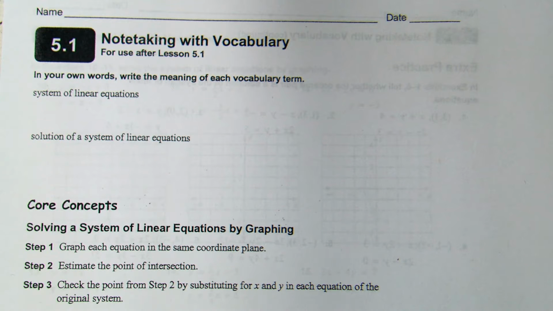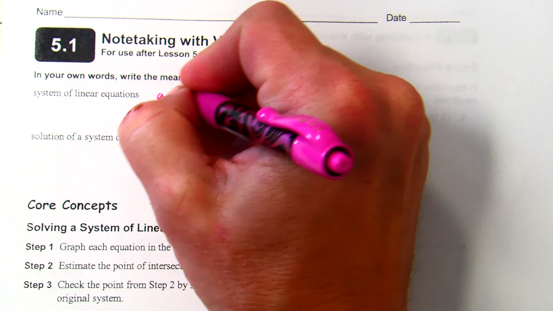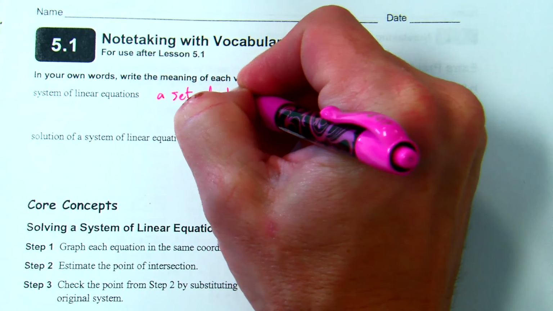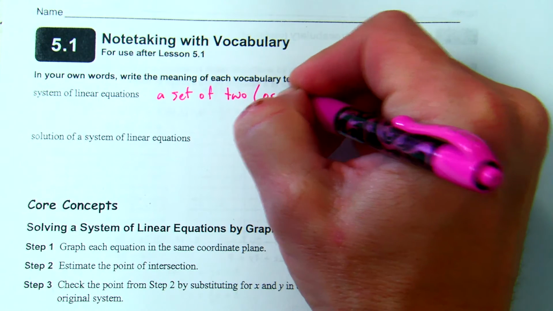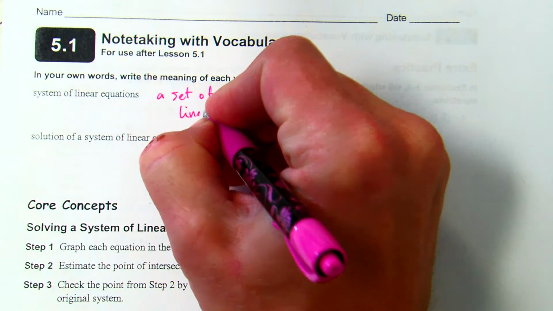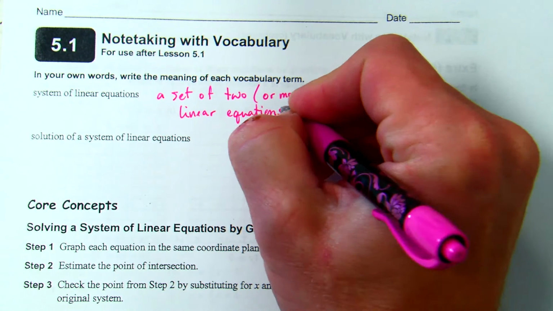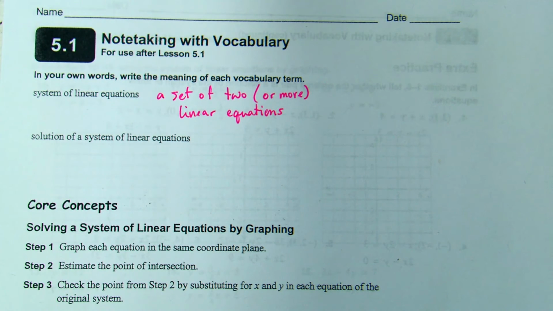For our first vocabulary term, we're going to define what a system of linear equations is. It's a set of two (or more, because there could be more) linear equations. For this particular section, 5.1, we're going to deal mostly with a set of two linear equations.